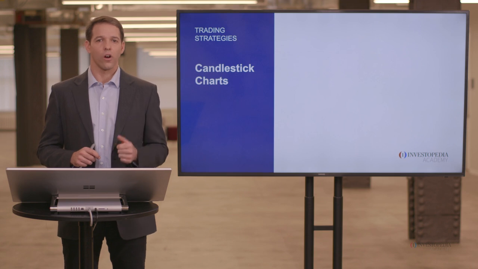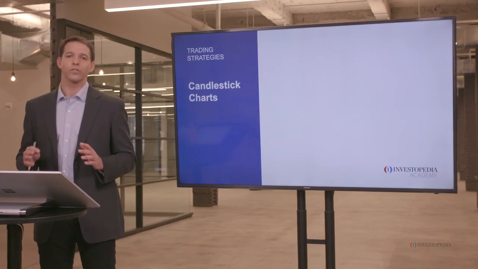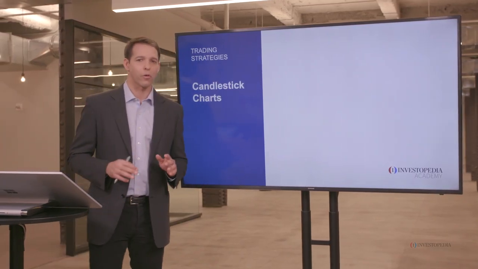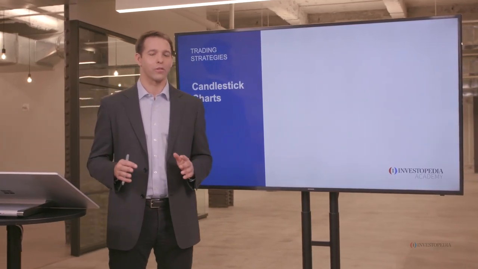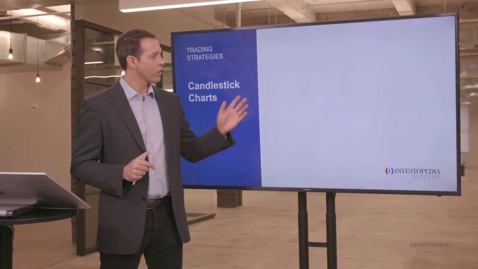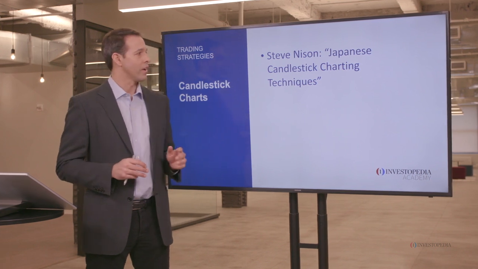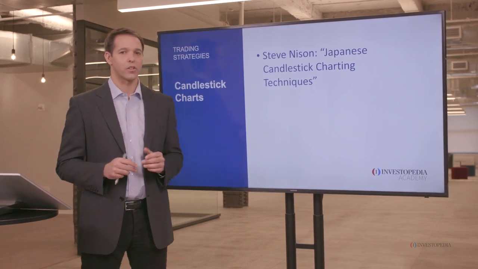You've got line charts, bar charts. Today specifically, in this course, we're going to focus on candlestick charts. Now, candlestick charts have been around for a while. They originated in the 1600s in Japan to study price changes in rice. In the early 90s, they were brought to the United States by a guy named Steve Nison in his book titled Japanese Candlestick Charting Techniques.